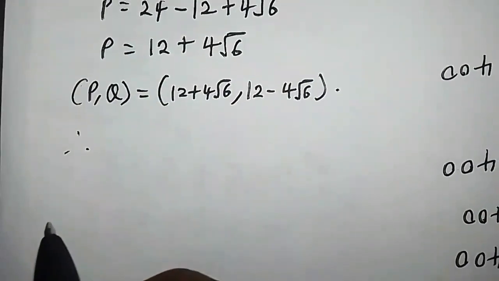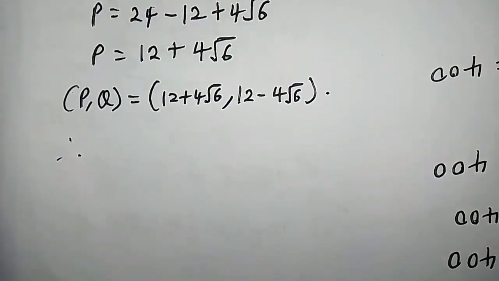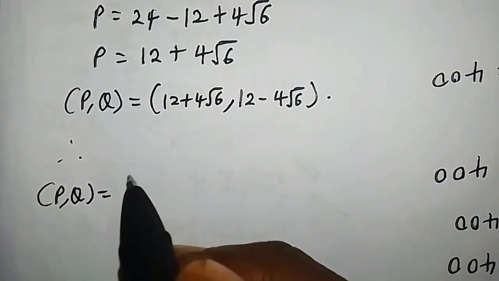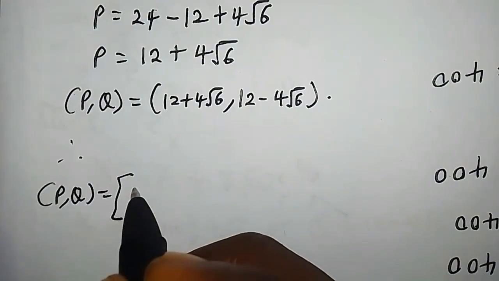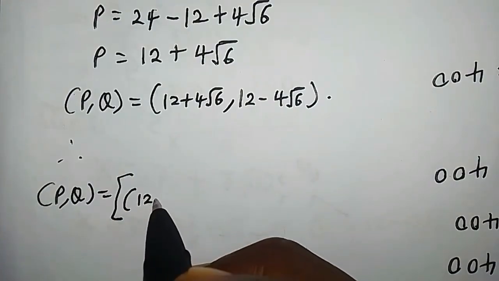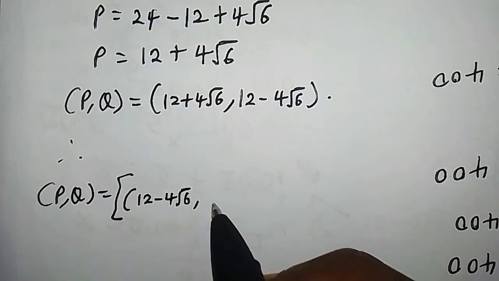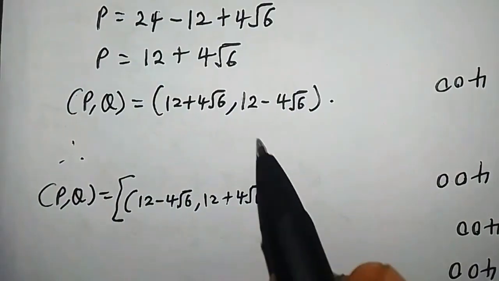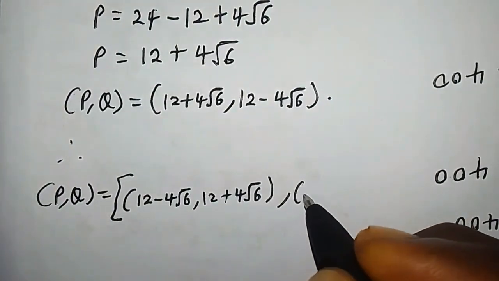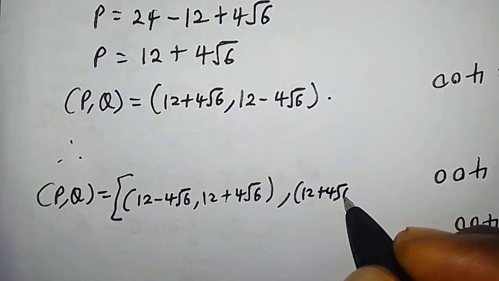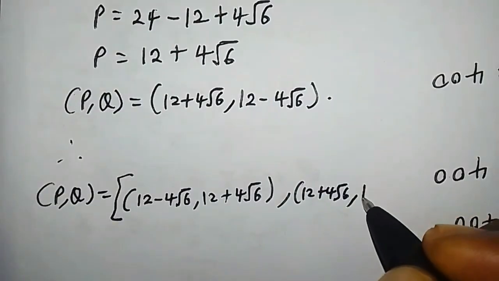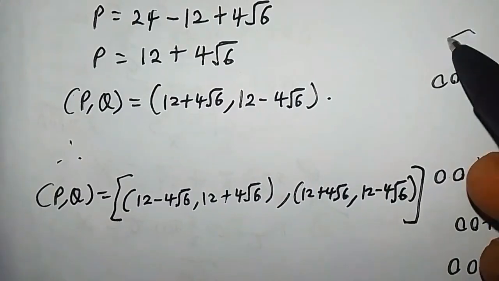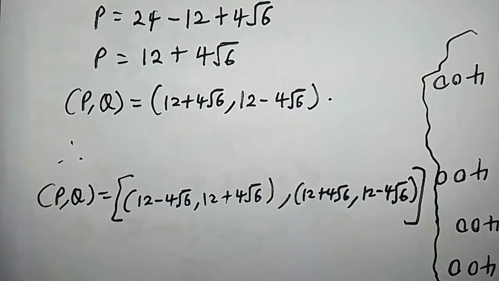Therefore, all the solutions that we have for this algebra problem are, let's say, P comma Q is equal to the set of. The first solution is 12 minus 4 root 6, comma, 12 plus 4 root 6. The second solution is 12 plus 4 root 6, comma, 12 minus 4 root 6. So let us close this bracket. Sorry about that.